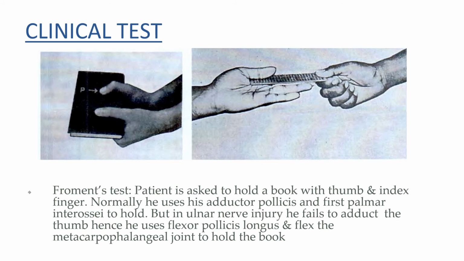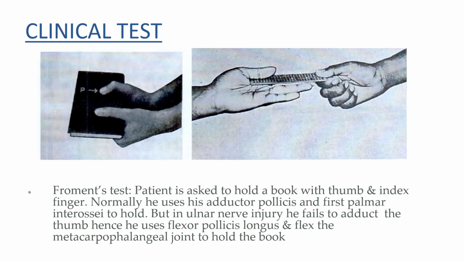In this, the subject is asked to hold a book with the help of the thumb and index finger. Normally, when the ulnar nerve is intact, the subject will hold the book with the use of adductor pollicis and first palmar interossei. But in cases with ulnar nerve injury, because of the paralysis of adductor pollicis and first palmar interossei, the subject won't be able to adduct the thumb towards the palm, and hence he uses his flexor pollicis longus muscle and flexes the thumb in order to hold the book.